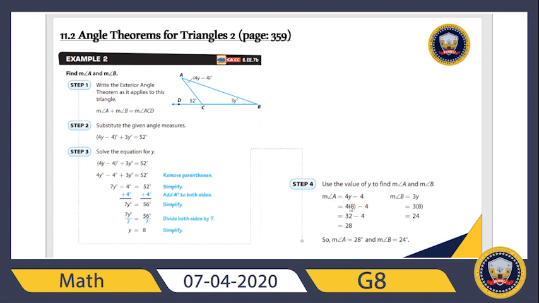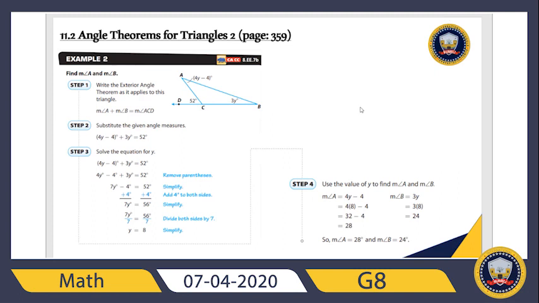So the measure of A is equal to 4 times y, that is 8, minus 4. 4 times 8 is 32, minus 4, that is 28. So the measure of A is 28. A is 28 degrees. Now what is the measure of B? We do the same thing. We take the value of y that we found here and we substitute it in y. So the measure of B is 3y, so it is 3 times 8, which is 24. So the measure of B is 24 degrees. B is 24 degrees and A is 28 degrees.